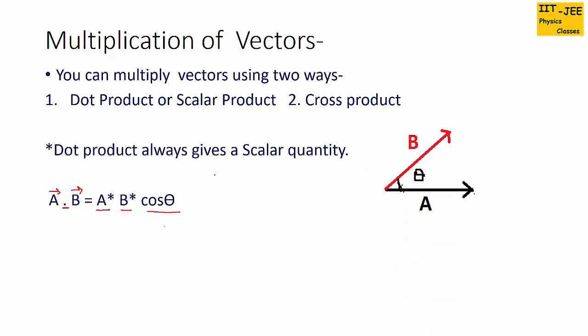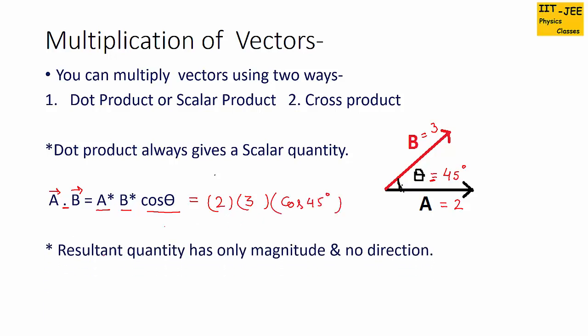Suppose vector A is horizontal and vector B is making an angle theta with the horizontal. Then the angle between vector A and vector B would be theta. So suppose vector A is 2 and vector B is 3, and the angle between them is 45 degrees. Then the dot product of vectors A and B would be 2 times 3 times cos 45 degrees, and this will give us a magnitude. So the resultant quantity has only magnitude and no direction.